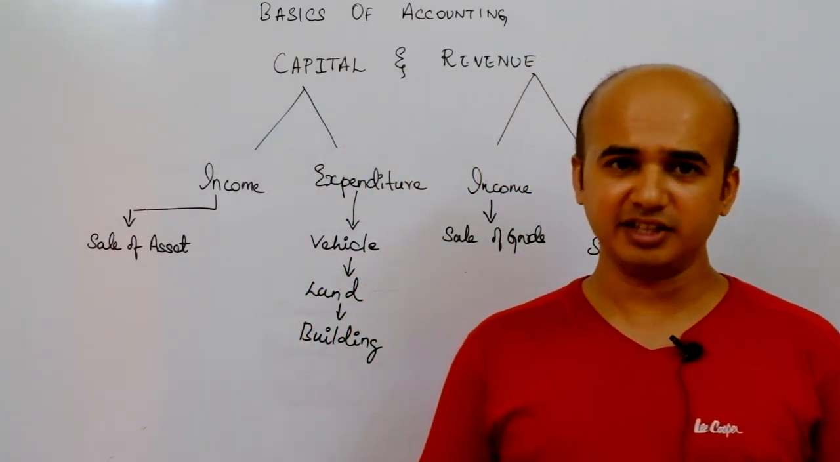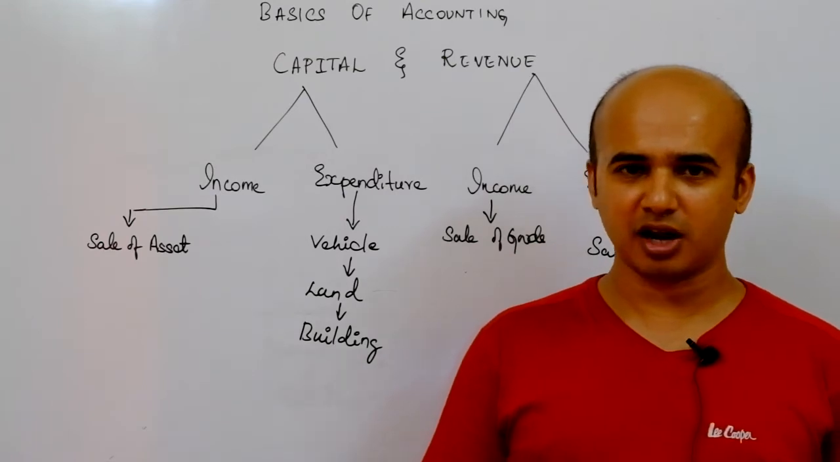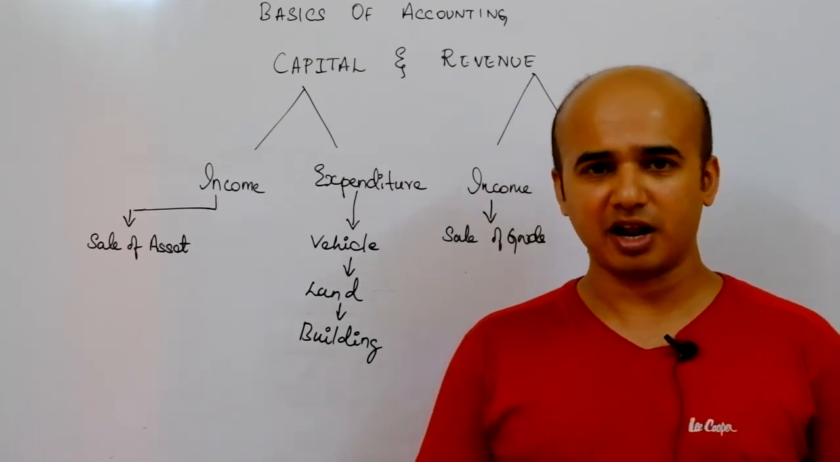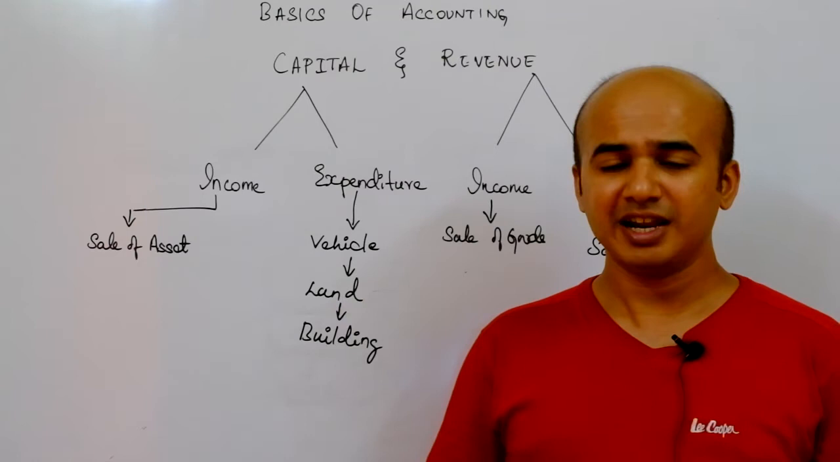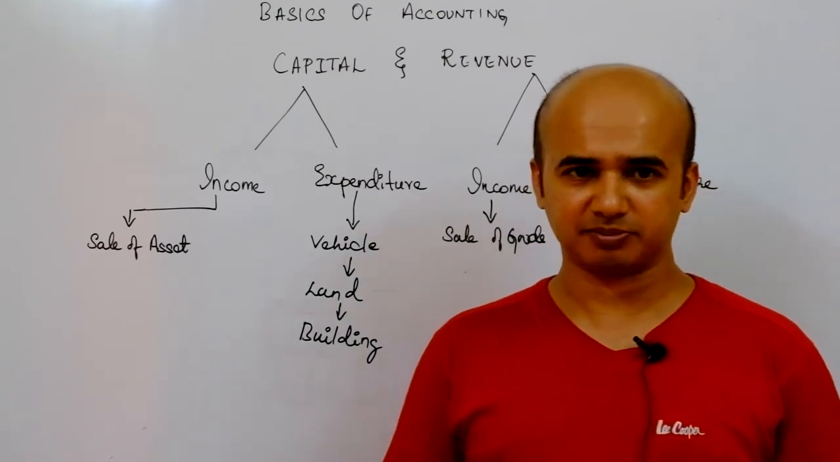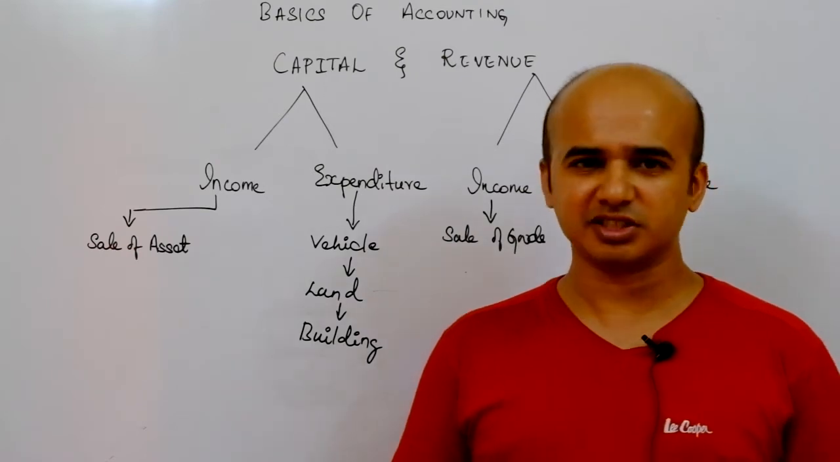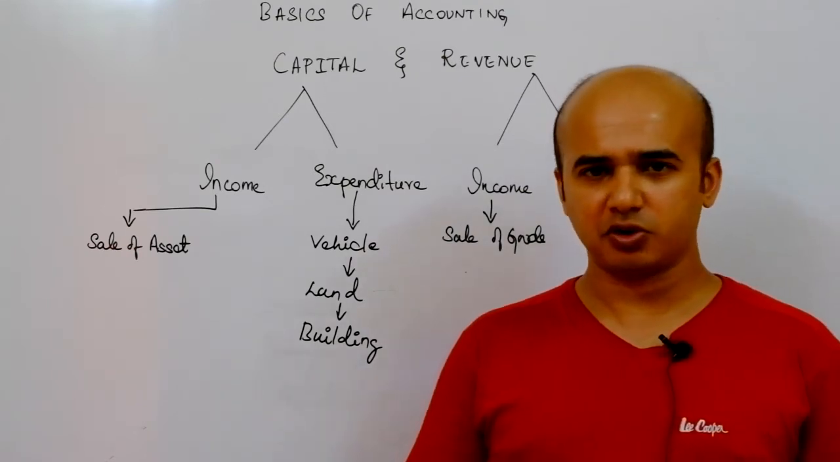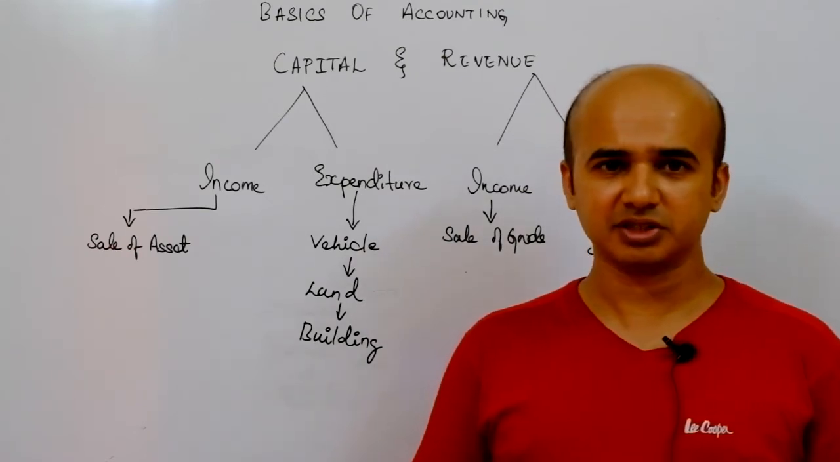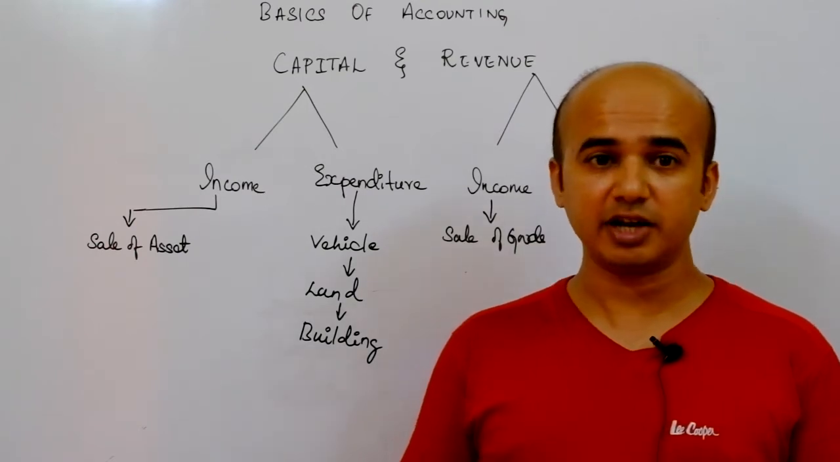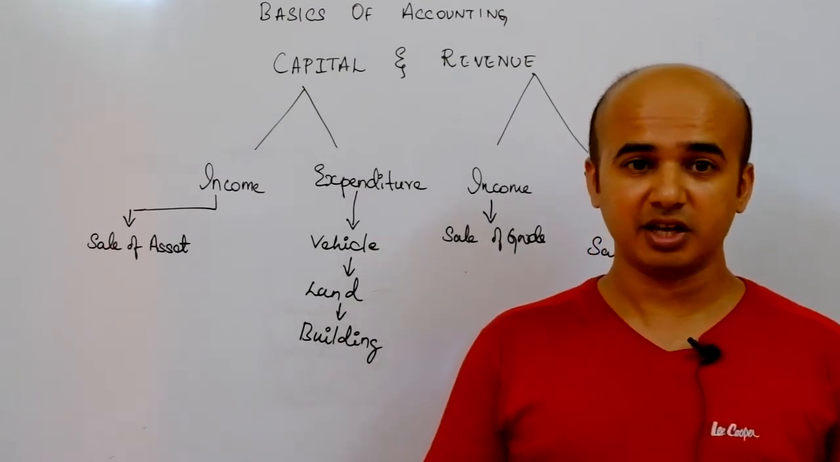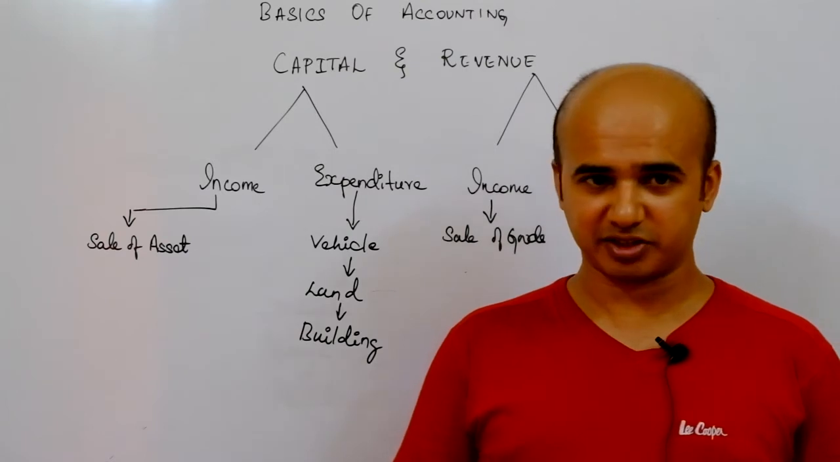To make our life easier, let's classify them as capital and revenue expenditure and capital and revenue income. Let's first look at the expenditure part, both capital as well as revenue. Any business concern will spend a lot of money during the day-to-day operations. But our job here is to identify and classify them between revenue and capital expenses.